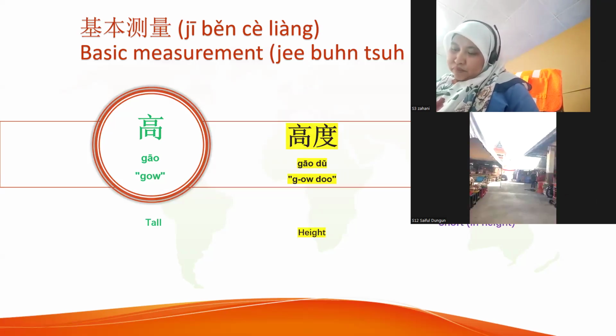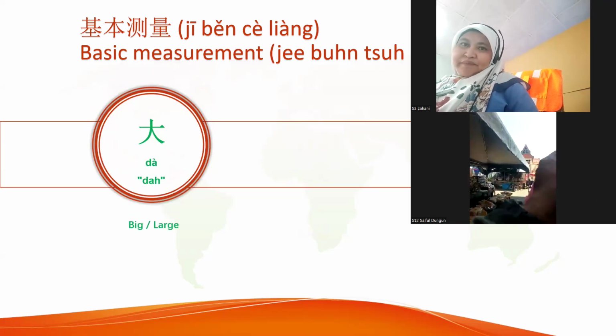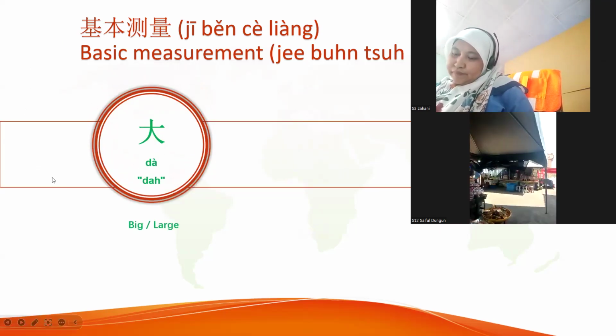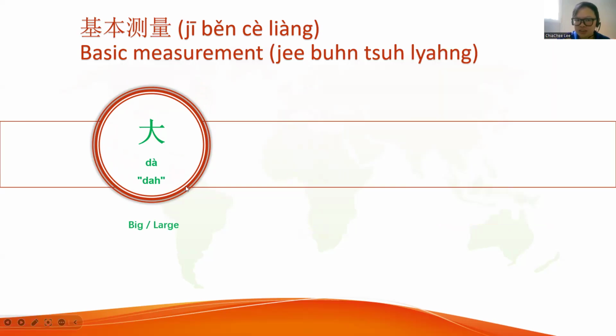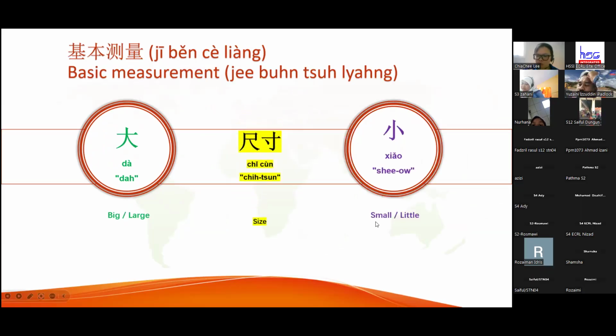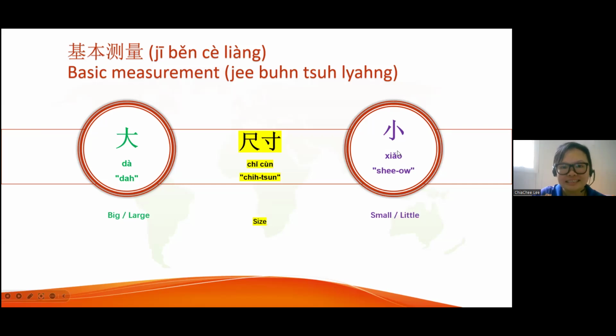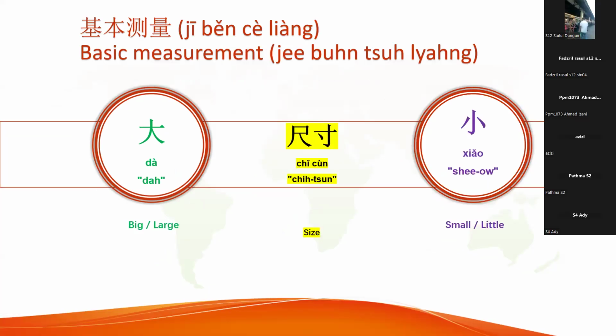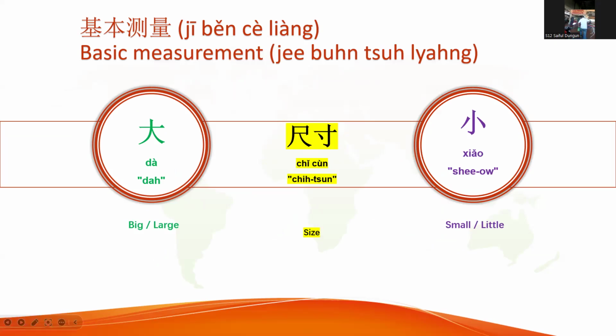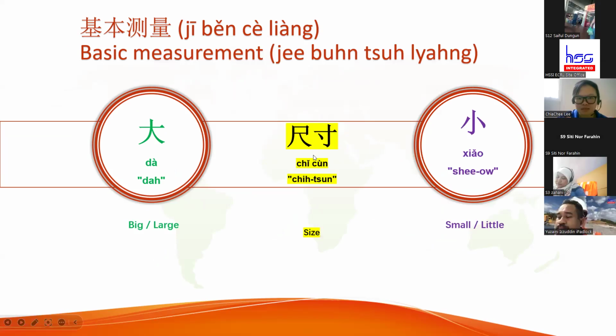Then we proceed to the third pair, which is size. When it is big or large, it's called 大, in comparison to small or little, which is 小. So these are size. Size in Mandarin is called 尺寸. We have 大, we have 小.